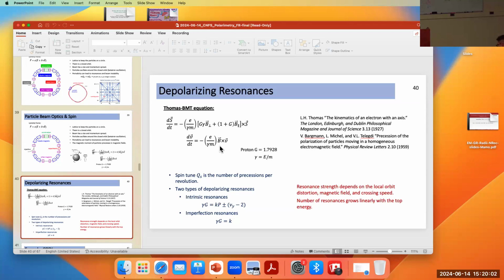And this is another periodicity which you have to take into account in your depolarization. Therefore, the periodicity is here, and this is like the vertical tune which you have to avoid to make sure that there's no depolarization.